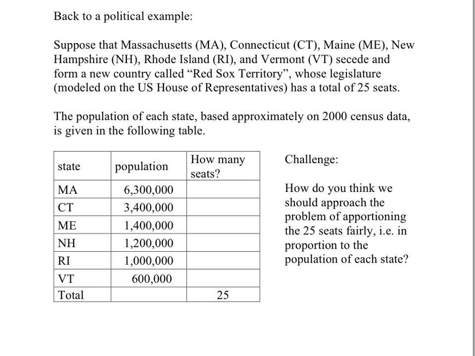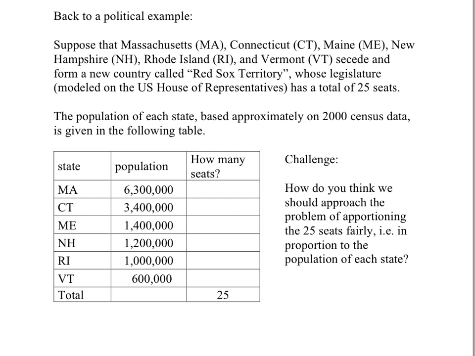We suppose that Massachusetts, Connecticut, Maine, New Hampshire, Rhode Island, and Vermont secede and form a new country called Red Sox territory. The idea will be that there is only one baseball team, the Red Sox, and they'll have an event that they call the World Series, and this way the Red Sox will win every single year.